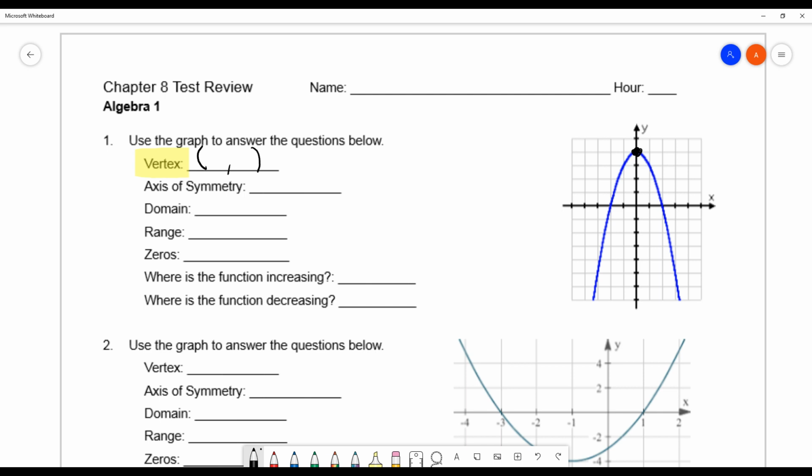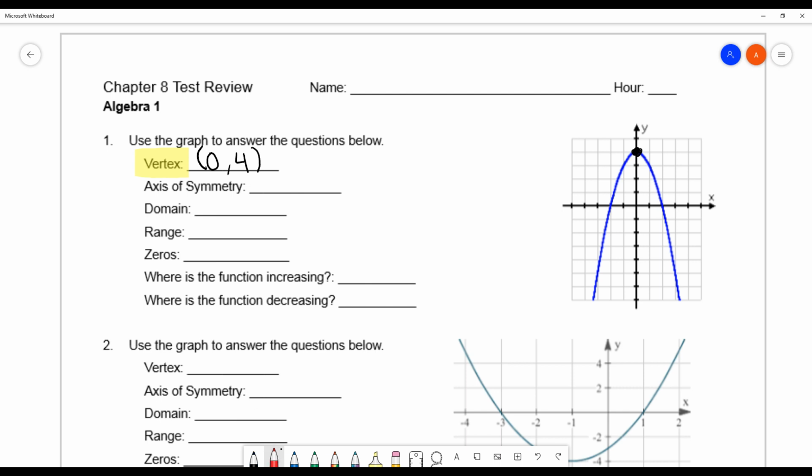Recall when we're finding points, we have to go left and right and then up and down. So if I look at this one, I move 0 to the left or right, but then have to go up 1, 2, 3, 4. That means that my vertex is at the point 0, 4.